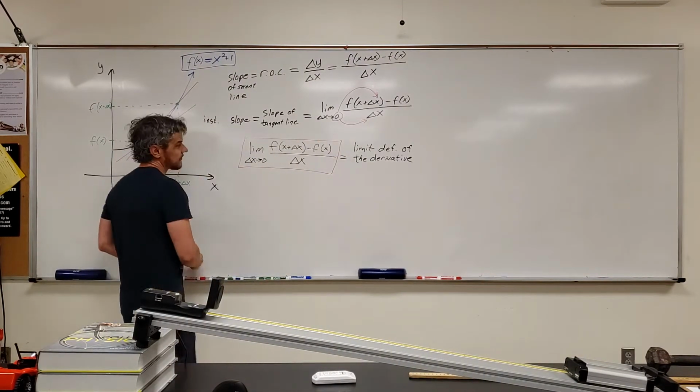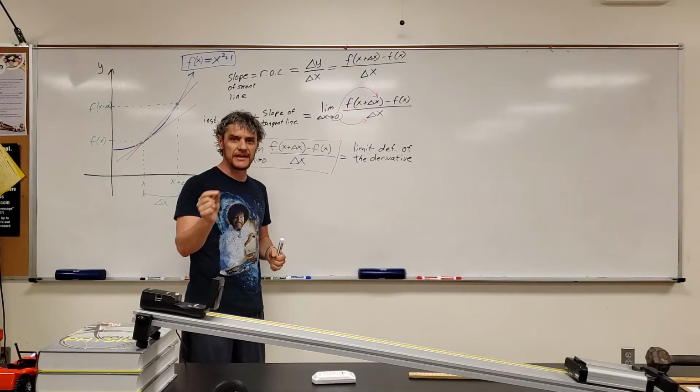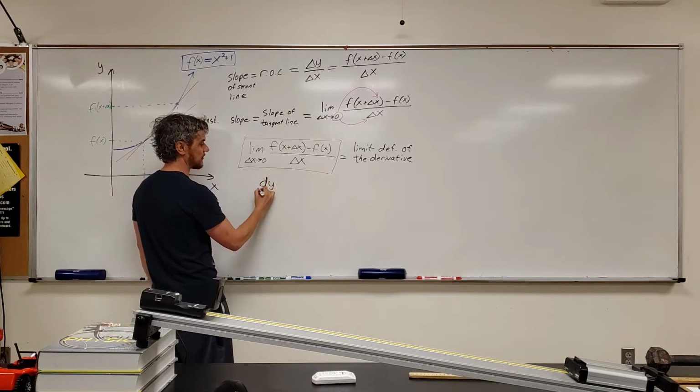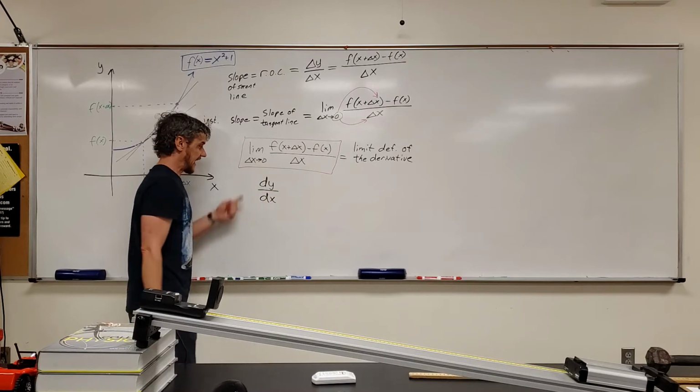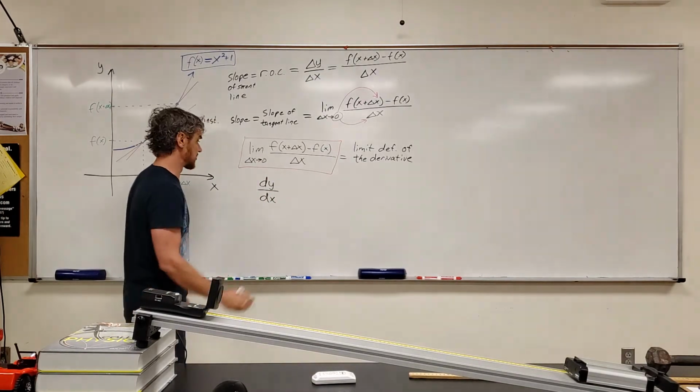Now, we have multiple ways of denoting in math language the derivative. One way is dy over dx. And again, just think of this as being the slope. This is just the slope. Dy over dx is just the slope.